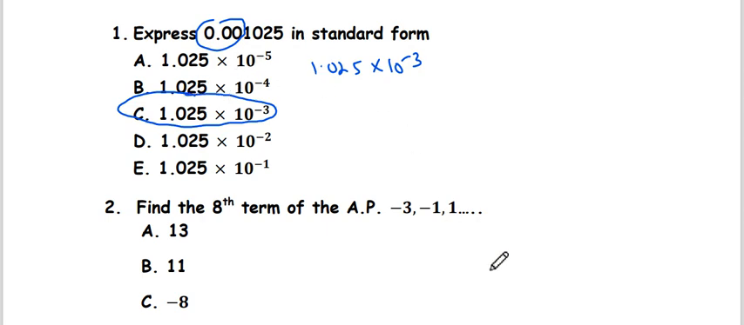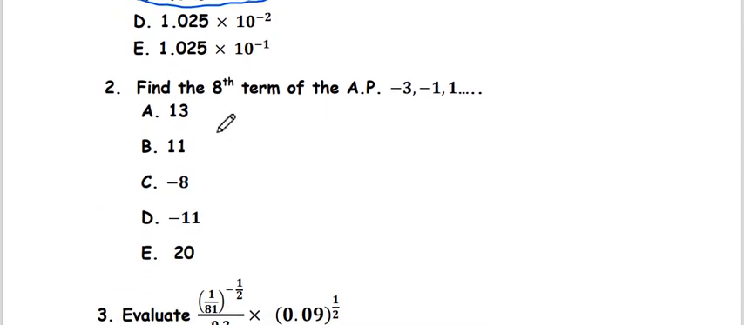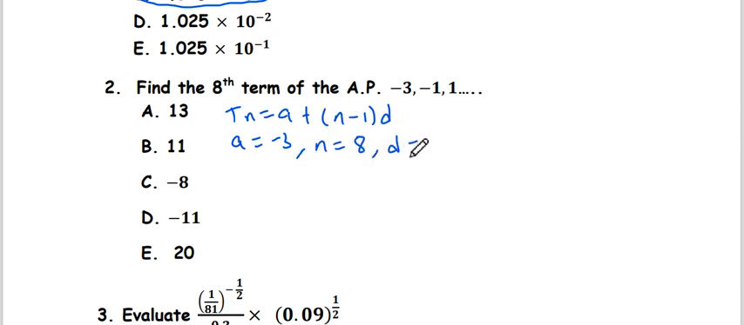Now for the second question, find the 8th term of the AP: minus 3, minus 1, and 1. The nth term of an AP is given by a plus n minus 1 d, where our a is minus 3, that's the first term. Our n is 8. Then d, that's the common difference, that's minus 1 minus 3. That's second term minus the first term. That's minus 1 plus 3, which is 2. So our d is 2.